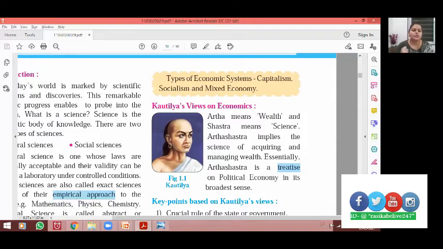Now let's see Kautilya's view of economics. Who is this Kautilya? This is a very surprising thing shared in the textbook. We are going to read that also, but let's first read about his view of economics. He says Artha means wealth and Shastra means science. Wow, from here we get this beautiful word, Arthashastra, which implies the science of acquiring and managing wealth.